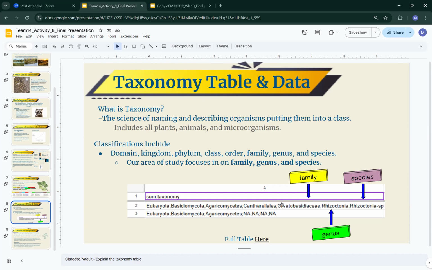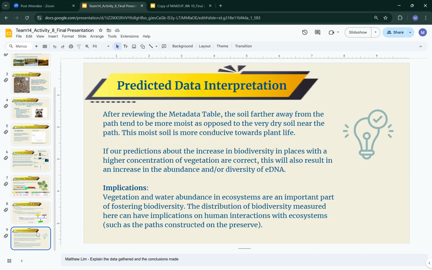is right here. And then with our data, after reviewing the metadata table, the soil further away from the path tends to be more moist, as opposed to the very dry soil near the path, and the moist soil is more conducive towards plant life. If our predictions about the increase in biodiversity in plants with a higher concentration of vegetation are correct, this will also result in an increase in the abundance and/or diversity of eDNA.